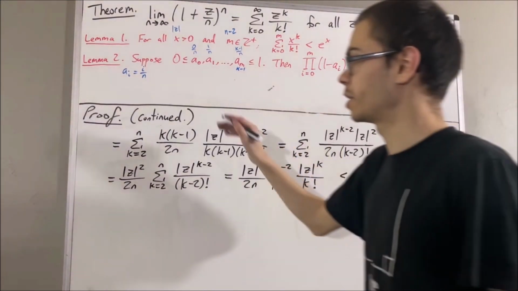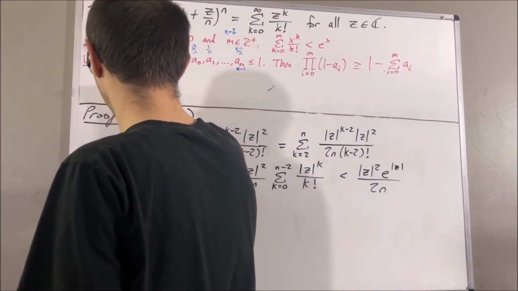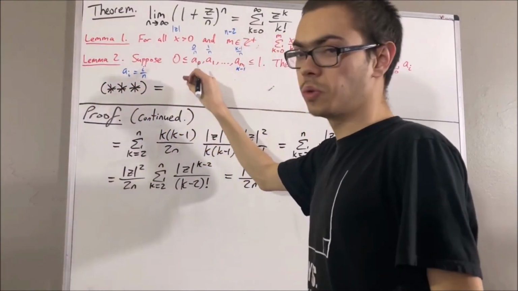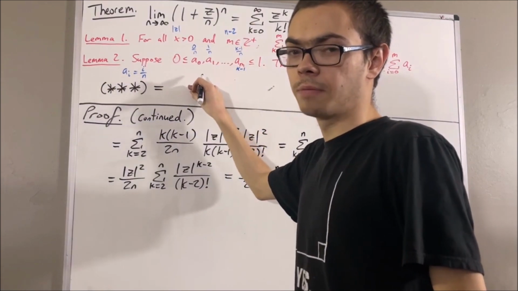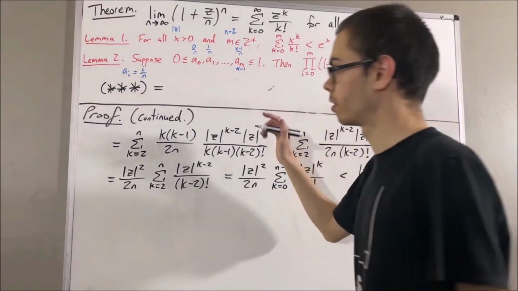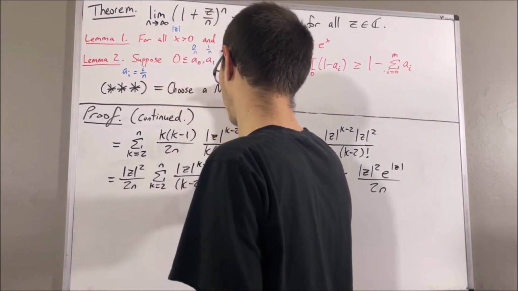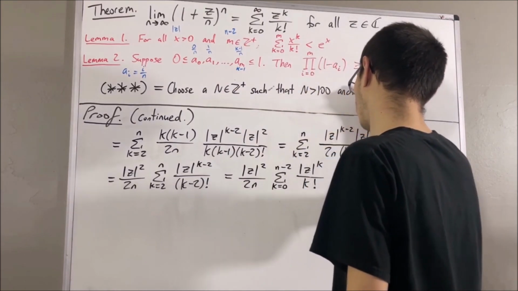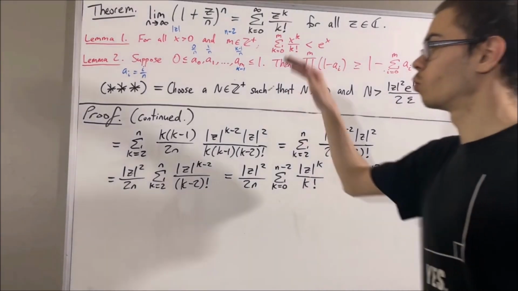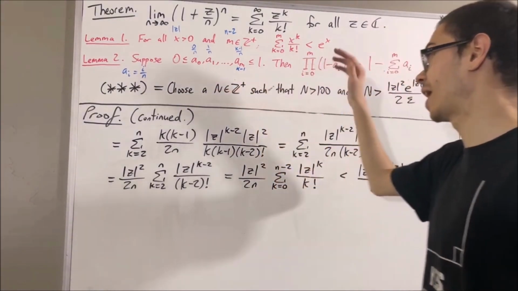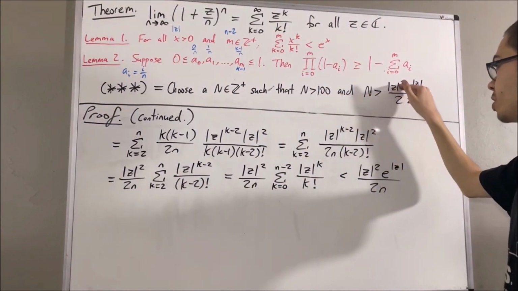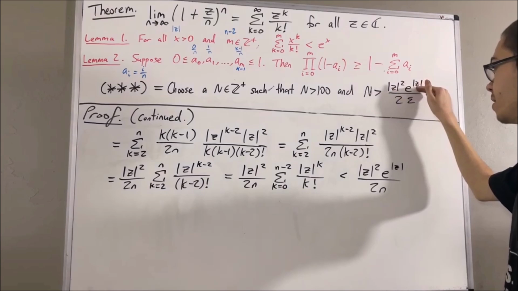So now, we're ready to define what capital N should be. You recall from earlier, we had star, star, star. Well, here's what we're going to put here. We choose a positive integer, capital N, such that capital N is greater than 100, and capital N is greater than absolute value of z squared times e to the power of absolute value of z over 2 epsilon.